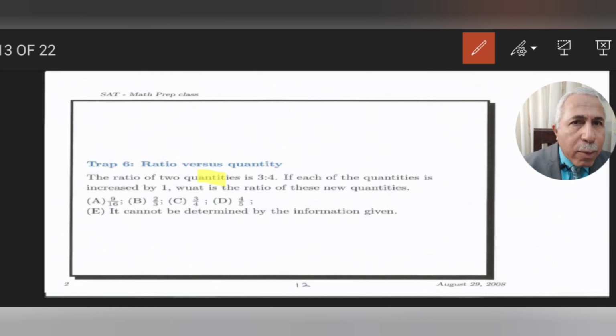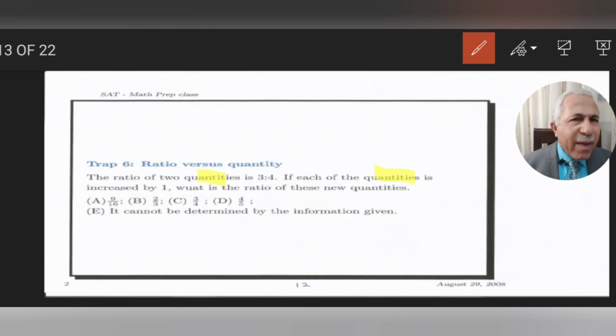If each of the quantities is increased, each of the quantities, he did not tell me each of the ratio, because in ratio I cannot add or subtract. Be careful, this is very important. But you can multiply and divide. Now, if each of the quantities is increased by 1, what is the ratio of those new quantities?